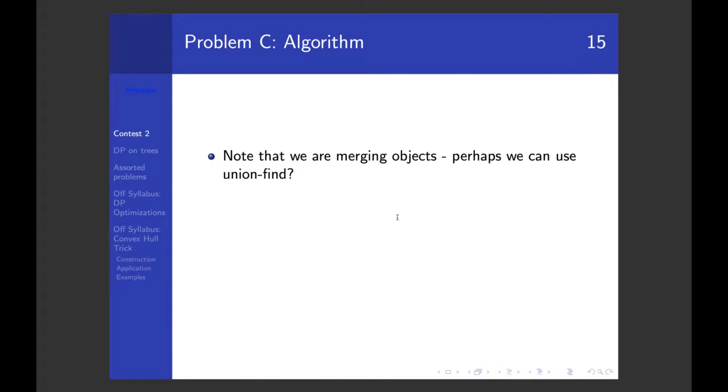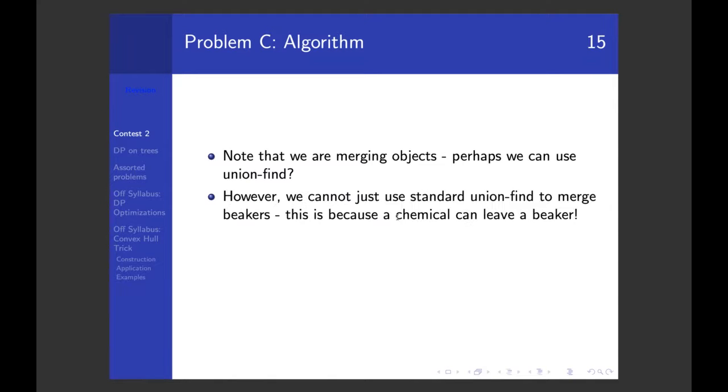When we pour a beaker X into a beaker Y, we merge their contents, which makes it seem like maybe we could use some sort of union find. However, we can't just use standard union find to merge the beakers. The reason is that a chemical can leave a beaker, either when we pour a beaker X into a beaker Y, and so then X is empty, or if it turns into gas, then they're both empty. So we can't just merge beakers together.